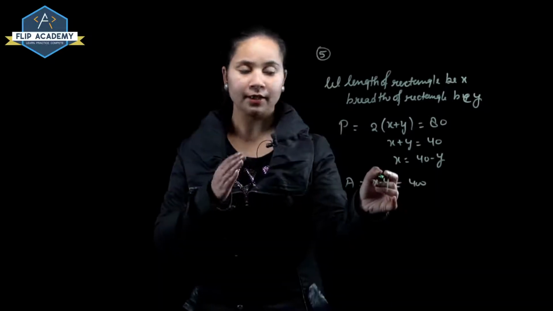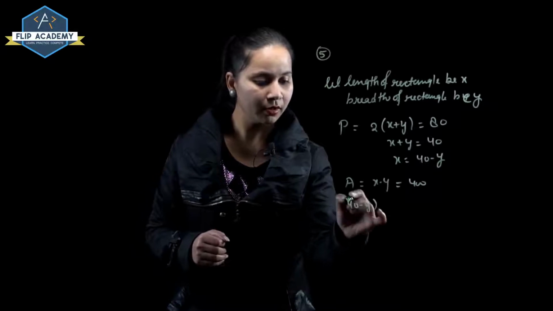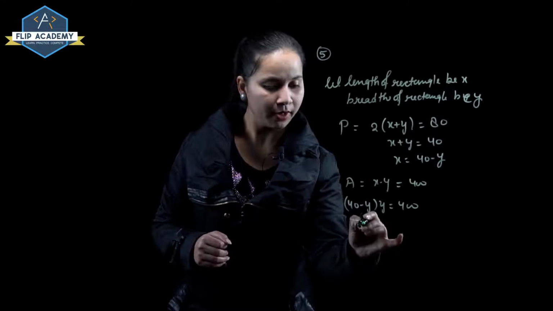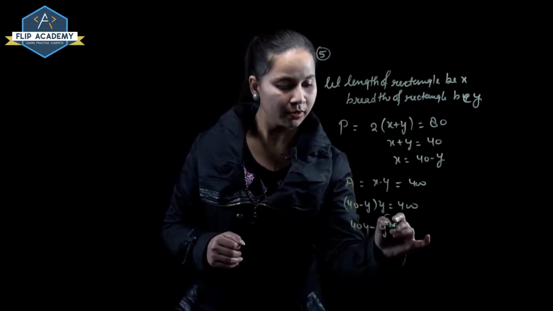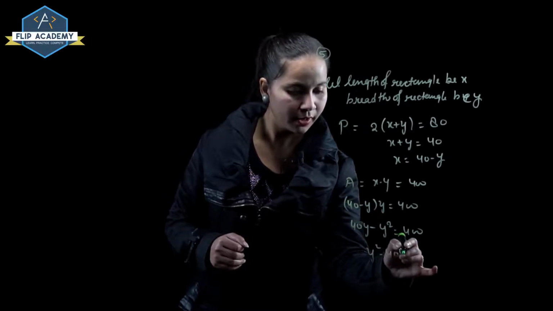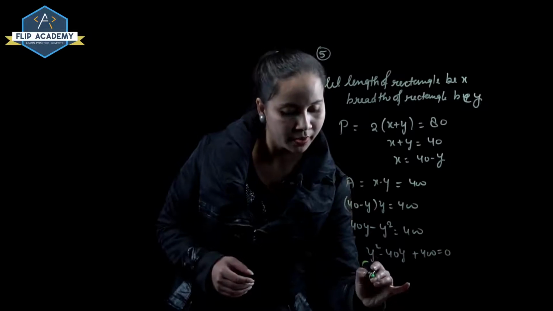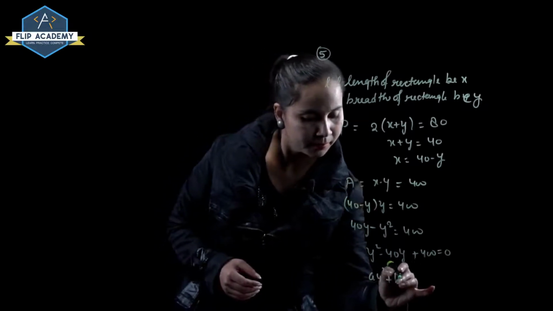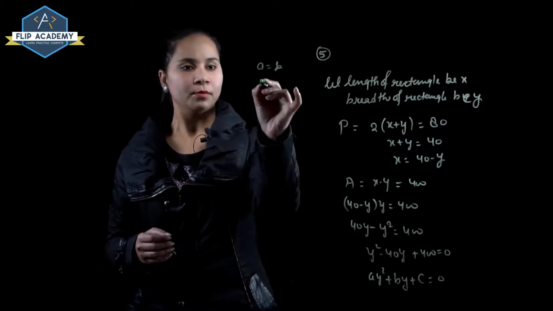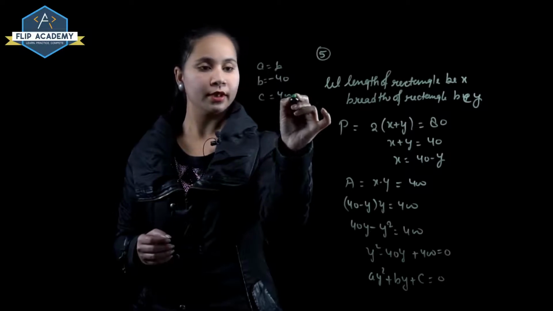So students, what can we substitute here in place of x? 40 minus y. So (40 minus y) into y is equal to 400. So 40y minus y square is equal to 400. So y square minus 40y plus 400 equals 0. Now compare it with ay square plus by plus c equals 0. So a equals 1, b is equal to minus 40 and c is equal to 400.